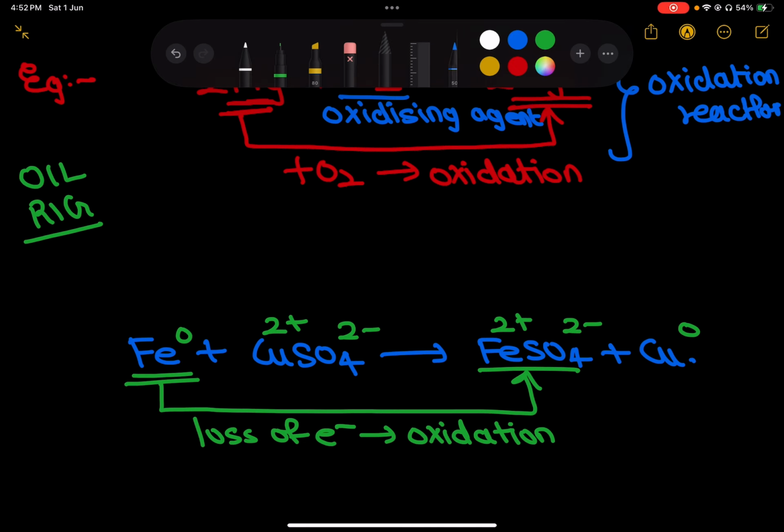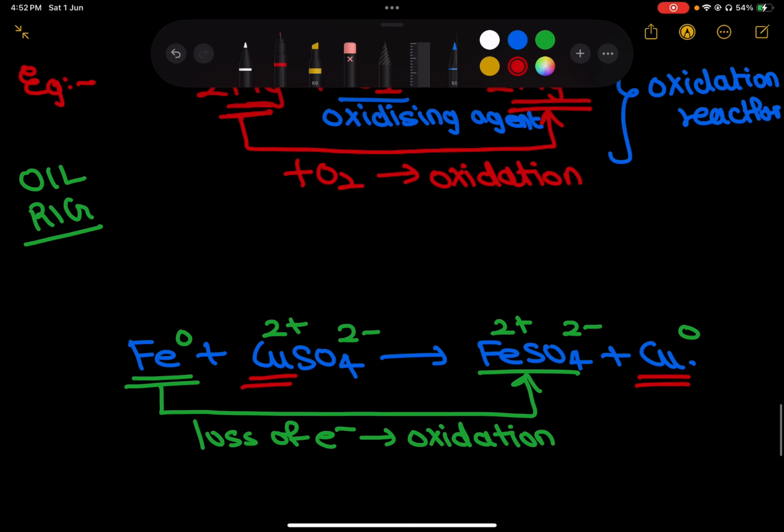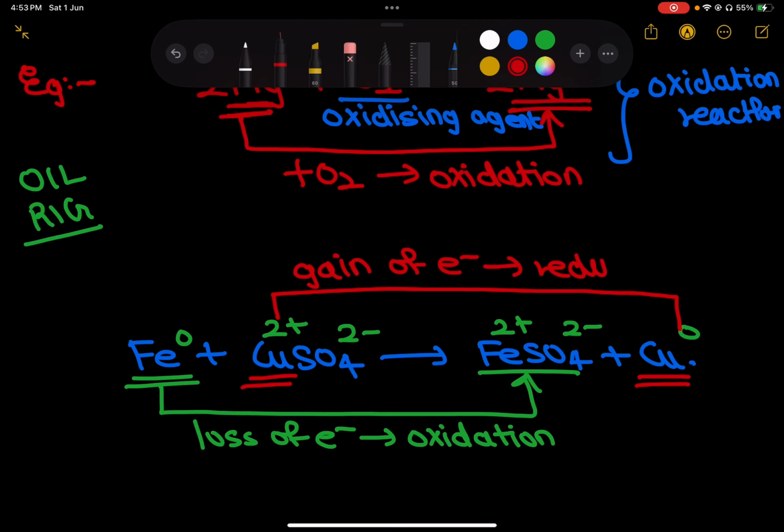And also, see Cu. We have Cu 2 plus and we have Cu 0. That means electrons have been added because it goes from a positive charge to 0. That means 2 electrons have been added to make the charge 0, to make it neutral. So electrons have been added, and added means gain. Gain means reduction. So gain of electrons, which means reduction has taken place.